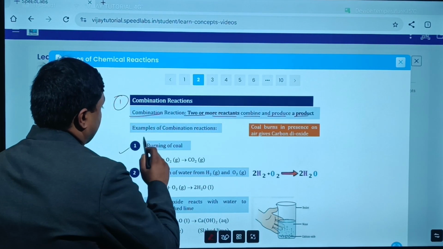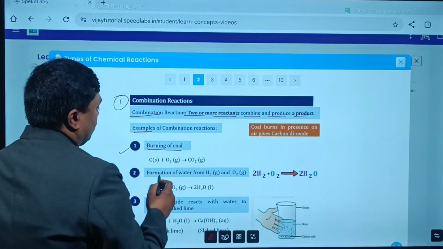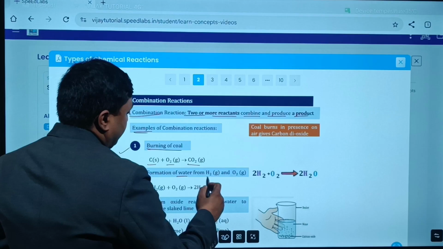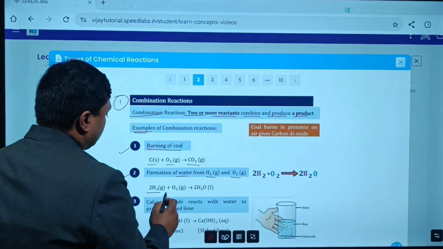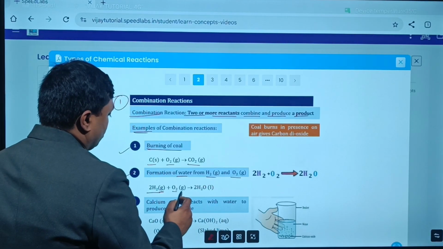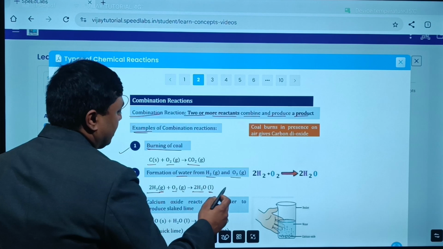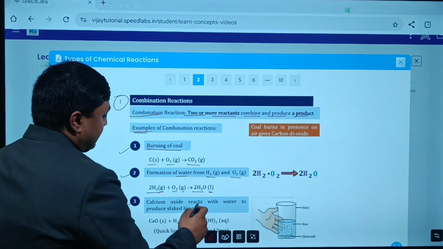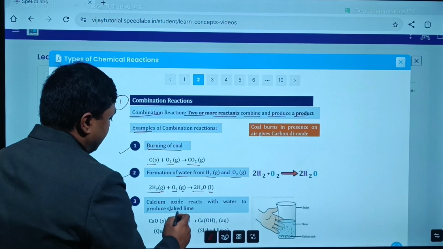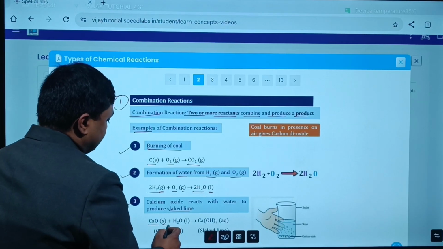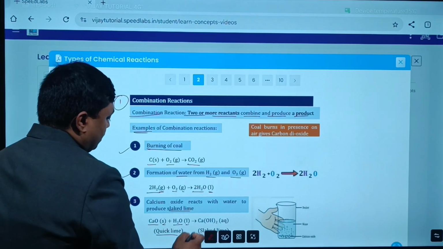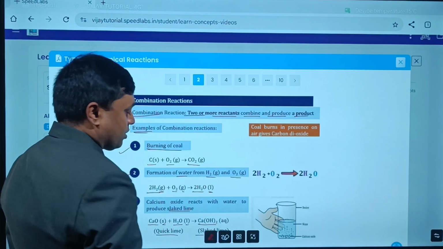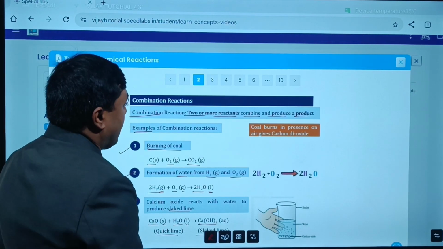Okay, examples of combination: burning of coal, C plus O2 gives you CO2. Formation of water from H2 and O2, you can see 2H2 in the gaseous state, O2 in the gaseous state will form H2O in the liquid state, 2H2O. Similarly, calcium oxide reaction with the water to produce slaked lime: CaO in solid state, quicklime, plus H2O, liquid state, gives you slaked lime, Ca(OH)2, that is calcium hydroxide.